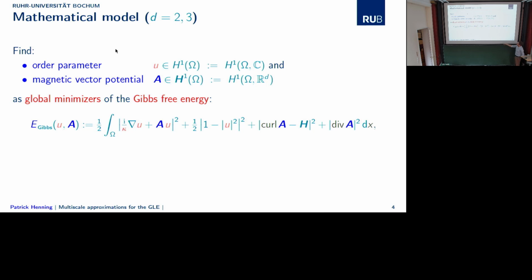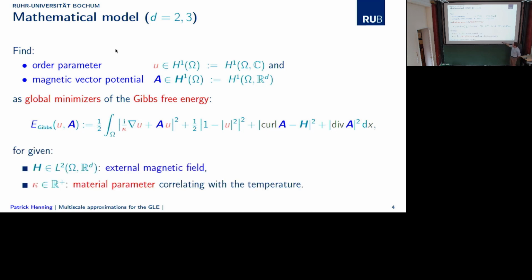So for that, as I said, the energy that you have to minimize in this case is this one here. Let me start with saying what is given. Given is an external magnetic field, something that you apply. If your superconductor is perfectly expelling it, then the inner magnetic field will be 0, but you always have some kind of external magnetic field. And then you have a material parameter, kappa, which fully describes your superconductor. One parameter is enough.